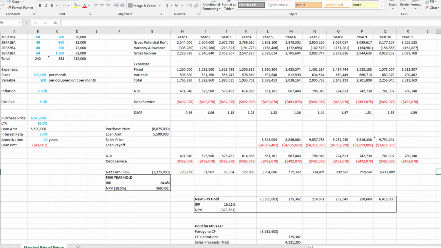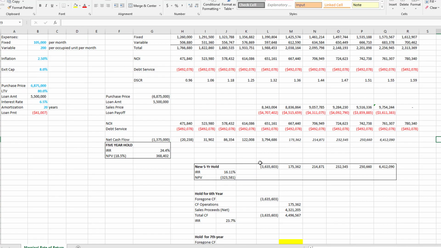And these are all what-if-we-did-it-in-that-year kind of numbers, right? We couldn't stick all of these numbers in one return calculation, because we're not going to sell this over and over and get all that money. This is just what if we sold it in year 5, what if we sold it in year 7, what if we sold it in year 10, what would it be worth? And that's what we're doing right here in this new 5-year hold.